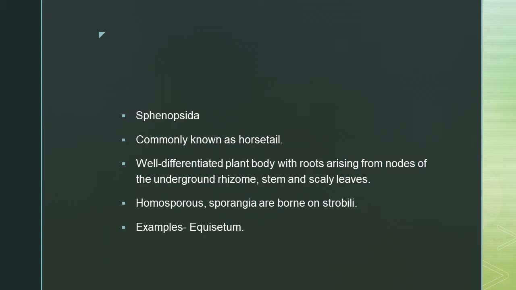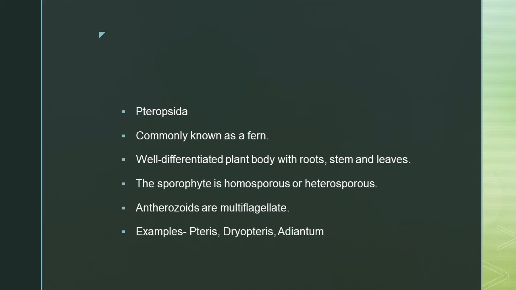Sphenopsida, commonly known as the horsetail, has a well-differentiated plant body, with roots arising from the nodes and underground rhizomes. Homosporous sporangia are borne on strobili. Example is Equisetum. Pteropsida, commonly known as the fern. The second figure in the second slide was the fern, which is used as an ornamental plant, with a well-differentiated plant body with roots, stems, and leaves. The sporophyte can be homosporous or heterosporous.